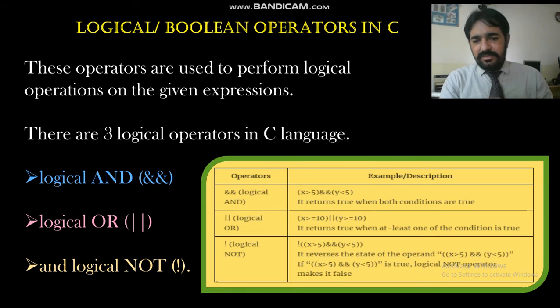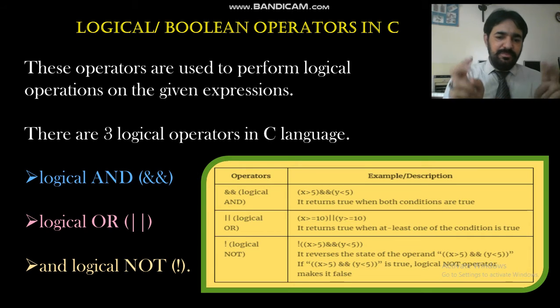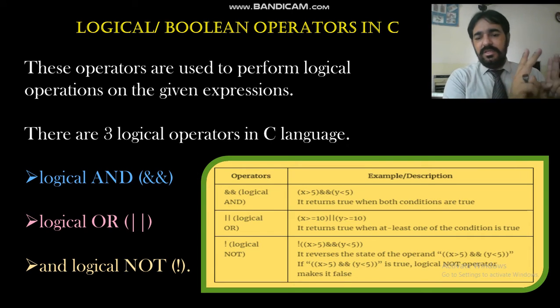OR logic: x greater than 10 or y greater than or equals to 10. It returns a true value when at least one of the conditions is true. If we have two conditions, then for a true value it is a must that at least one condition is true.